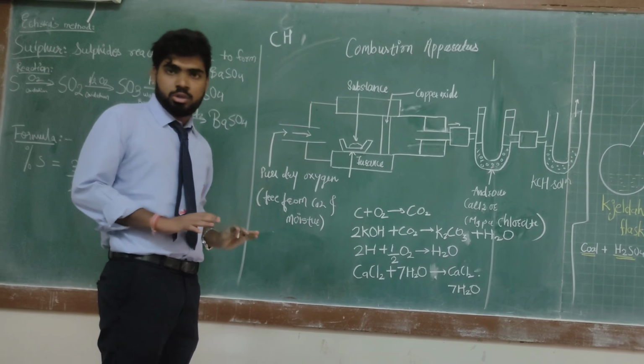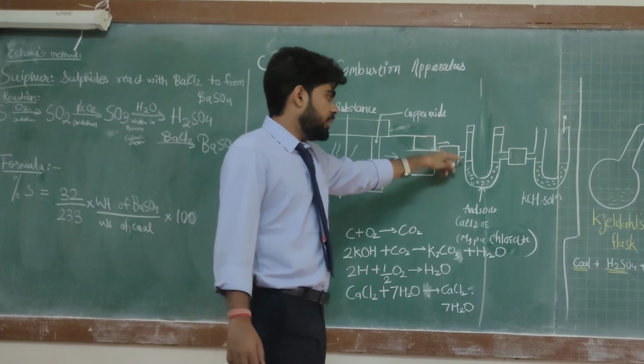Now these will be passed further through this copper oxide sheet, and now we need to know what is the percentage of carbon and hydrogen. So these elements, these gases, will be released when there is combustion of the coal. Now later on these are passed through a tube.